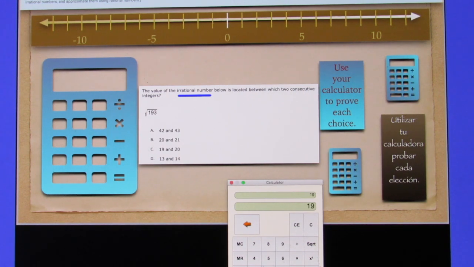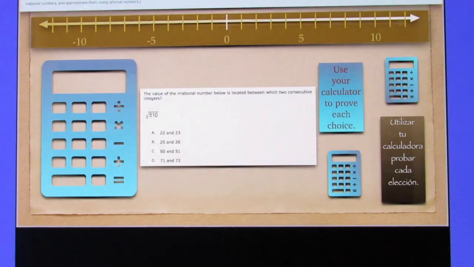All I got to do is find out what the square root of 193 is. It is 13 point something. 13.89 is between 13 and 14. Please don't tell me you think that's too hard for you. You can use a calculator, punch in these numbers, and get it right.